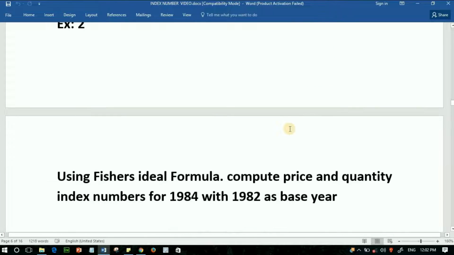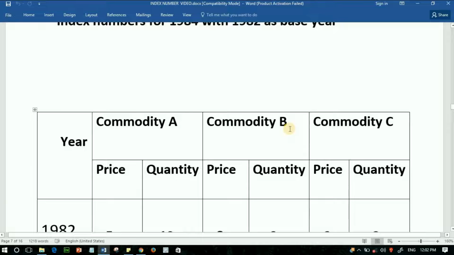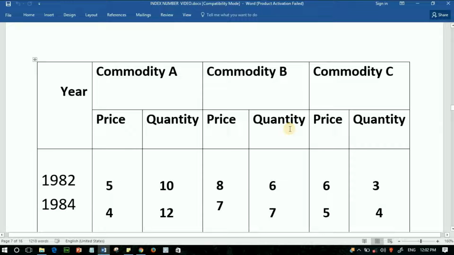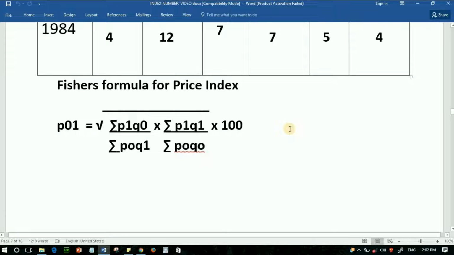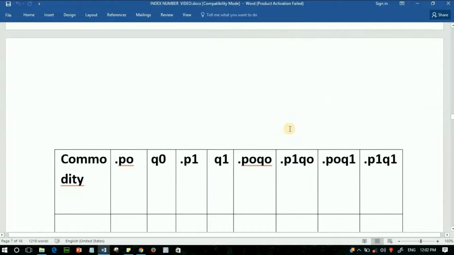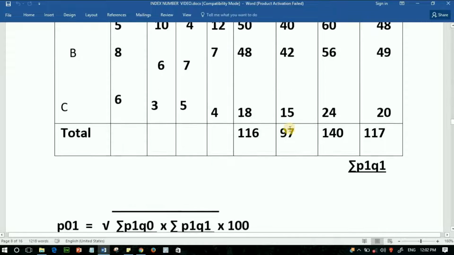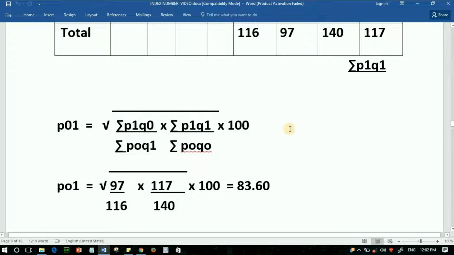Another example: we are going to find the price index number and the quantity index number at the same time for 1984 with 1980 as the base year. So here 1980 is the past, so we take its price as P0, and the 1984 price as P1. Similarly, the 1980 quantity as Q0 and the 1984 quantity as Q1. We have to change the style of writing within the new table we are arranging, and so we get the formula like this. When we apply this formula, we get the answer 83.60.